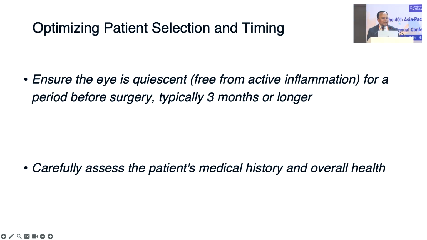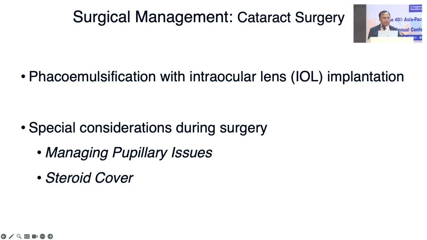Now we need to ensure that the eye is quiet from any inflammation for quite some time, typically 3 months or more. And we need to carefully assess these patients. The presence of corneal opacities or maybe condensations or opacities in the vitreous, CME, cystoid macular edemas or macular scarring, or if there is any optic atrophy, these may limit the visual outcome of these patients.